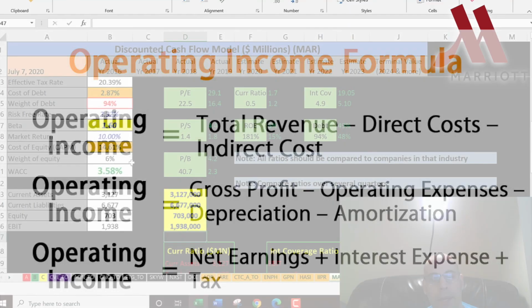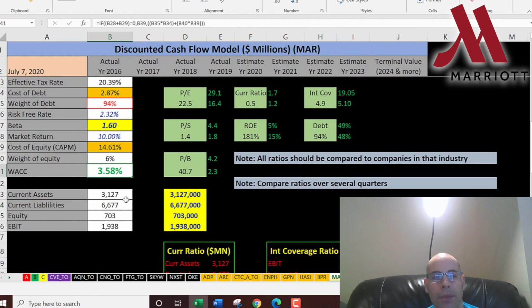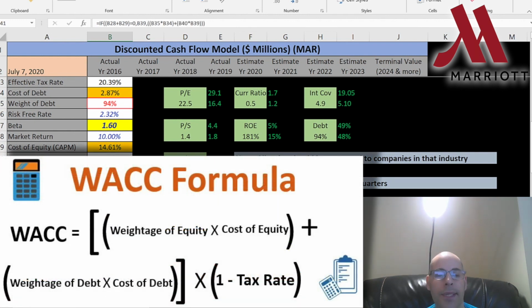Now we can look at their entire capital structure. So the cost of debt is 2.9%, and they have 94% of debt in their capital structure. The cost of equity is 14.5%, and they have 6% equity in their capital structure. So the weighted average cost of capital is 3.6%, and that's the discount rate we're going to apply to the future cash flows.